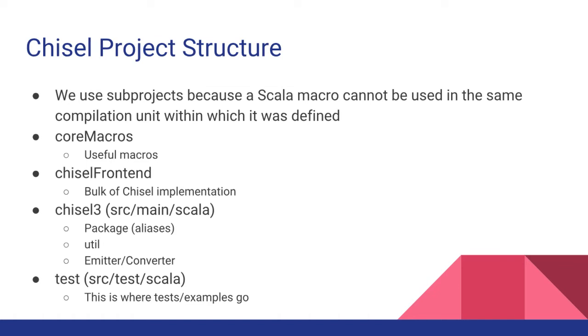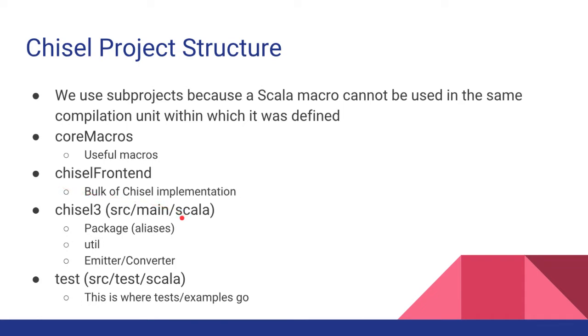So now I'll talk a little bit about the Chisel project structure. As I said, we use subprojects because the Scala macro cannot be used in the same compilation unit where it's defined. So in core macros, we define a bunch of macros that are then used in Chisel front end. So the Chisel front end code gets rewritten by the core macros. And Chisel front end is where the bulk of the Chisel implementation is. If you are digging into the internals of Chisel, that's almost always where you should be looking.